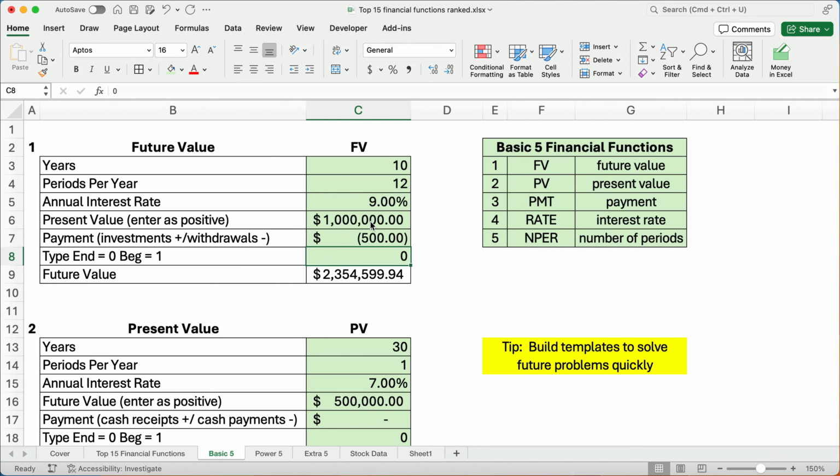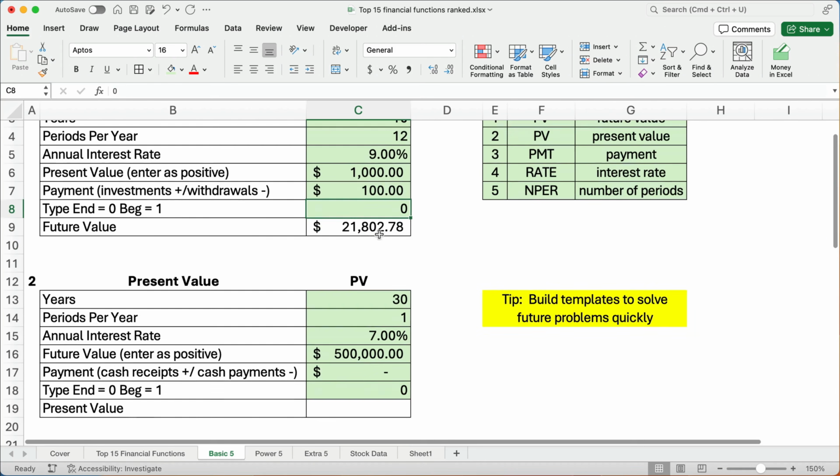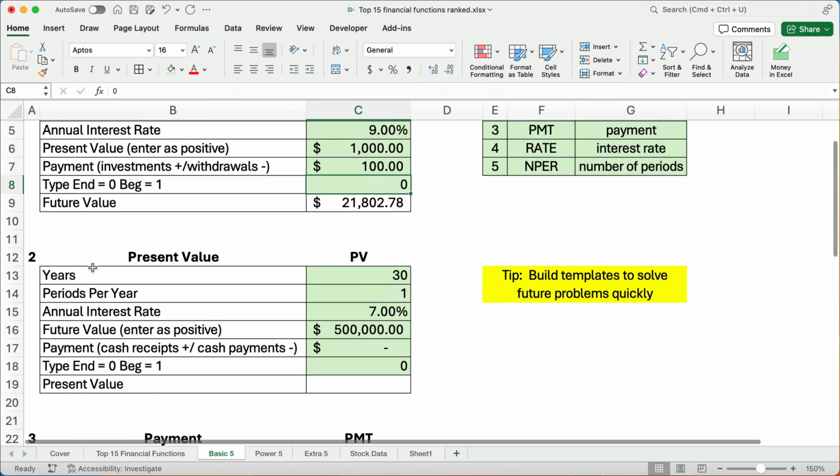You don't have to create this every time you need to do a future value problem. Let me go back to my original numbers. Let's say we had $1,000 and we put in $100 a month. Then after 10 years, you have $21,800. Now, all these will work the very same way.